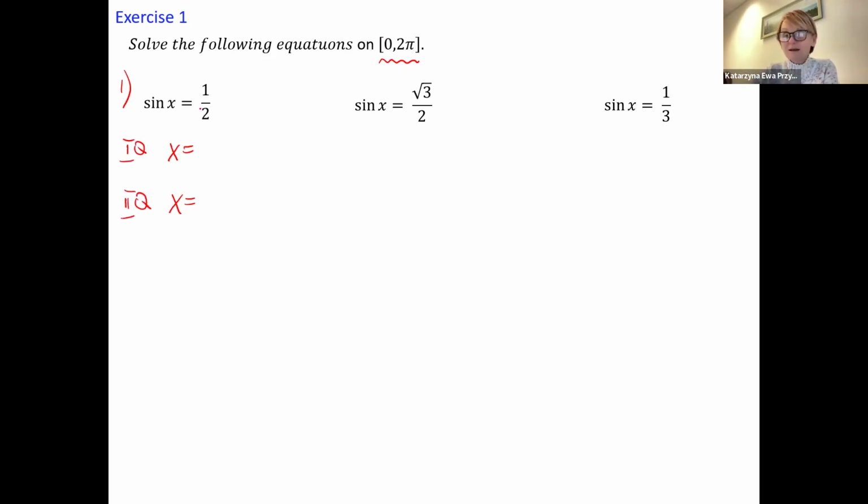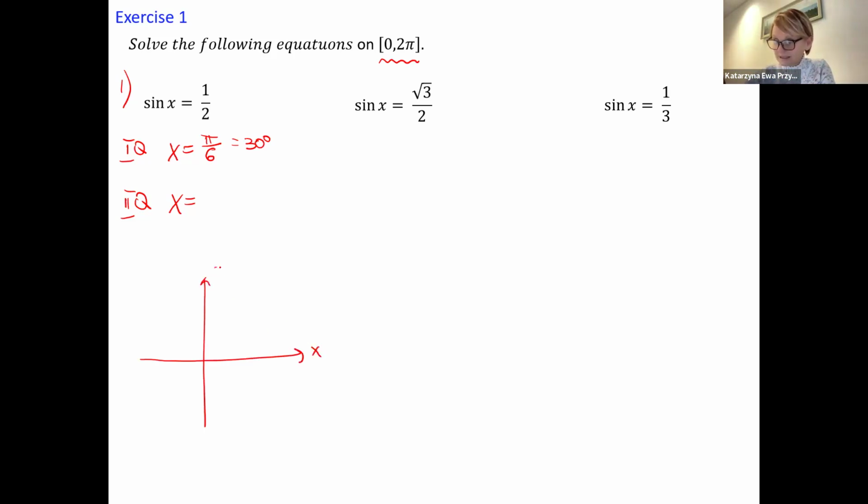That means for 1/2, we have to be careful, pi over 6, yes? Pi over 6, 30 degrees. And we can come back to the unit circle. Yes, that's the value of the angle. Sine for 30 degrees is 1/2. And what about the second quadrant? What will be the reference angle, which is 30, from the second quadrant?